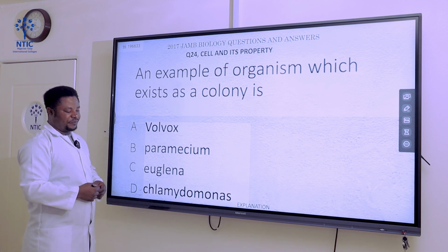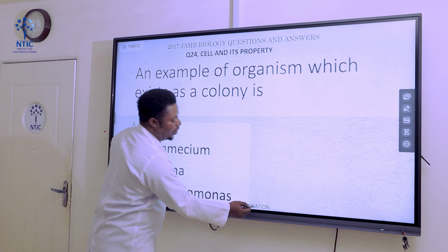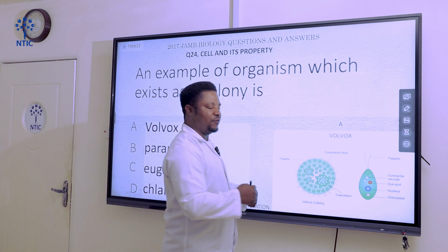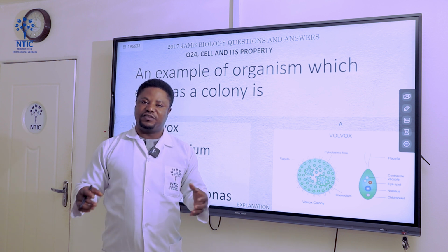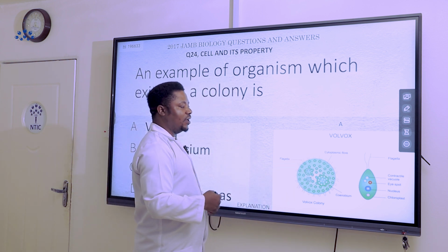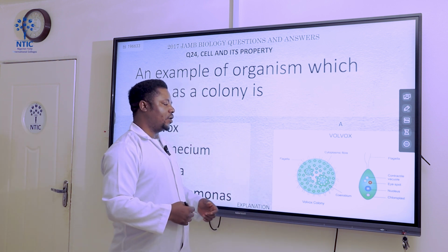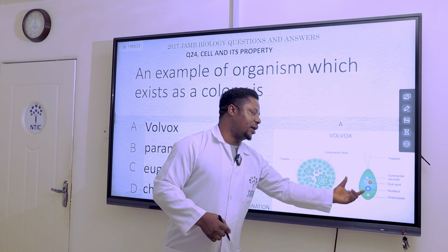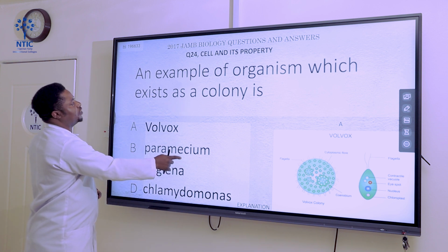Euglena is also a free living organism. Chlamydomonas is a free living organism. So the answer here is volvox. I have an explanation for this. As you can see, this is a diagram of volvox. Volvox is made up of several units of cells held together by cytoplasmic strands. Each cell of the volvox colony looks like chlamydomonas, and I've been able to single it out here. So the correct answer to this is volvox. Let's move to the next question.